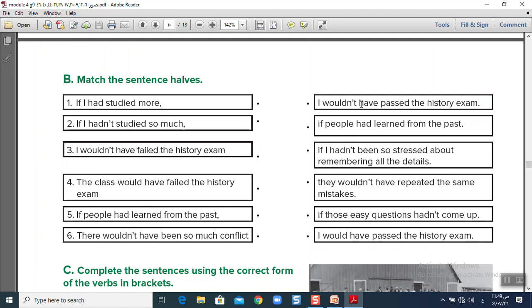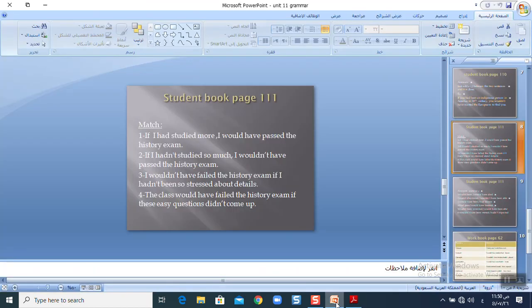Good. I wouldn't have passed the history exam. Okay, this sentence is different from the next one. This is negative. One used wouldn't, one used would. Check. Yes, good. If I hadn't studied so much, I wouldn't have passed the history exam.